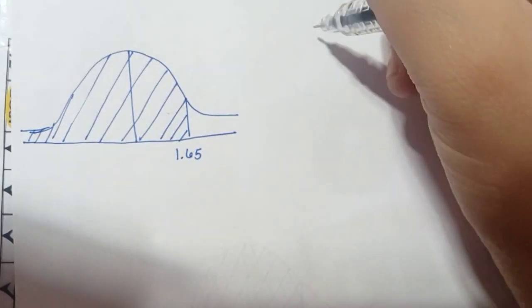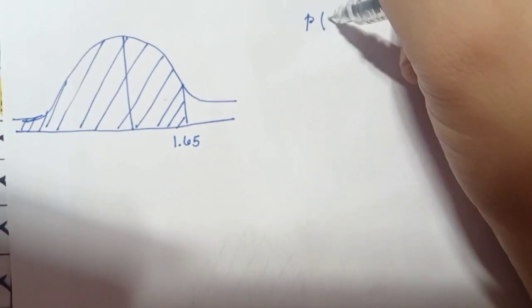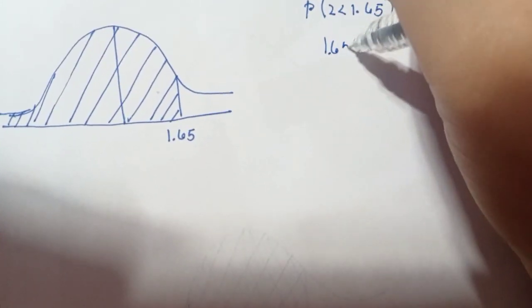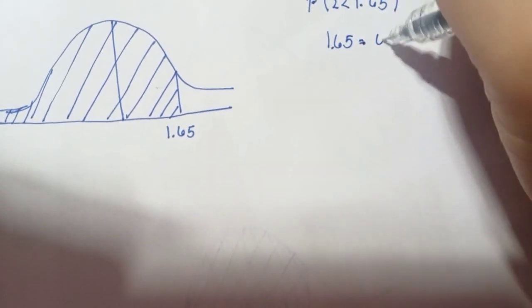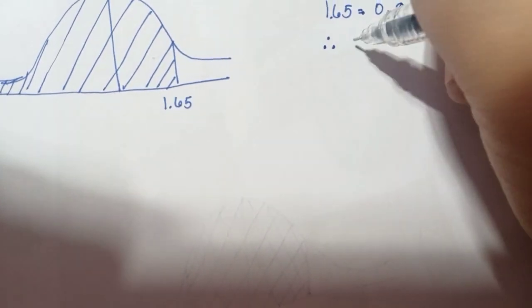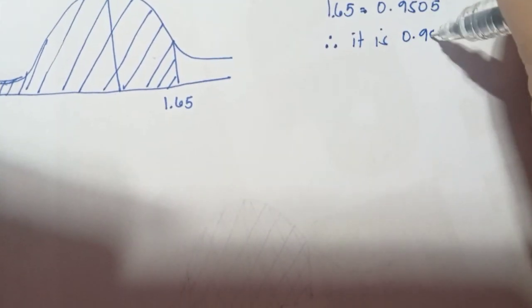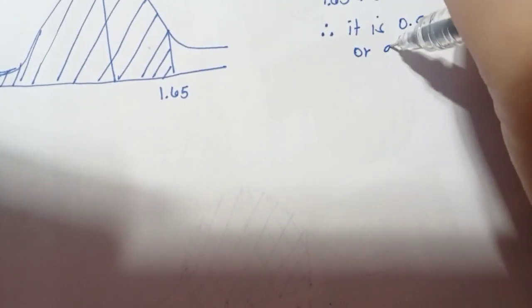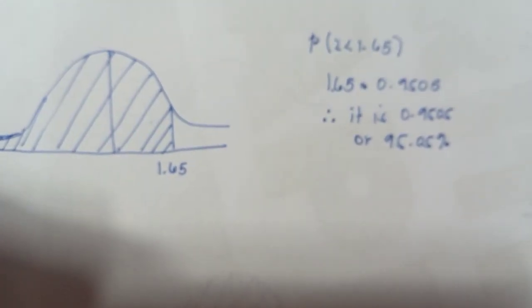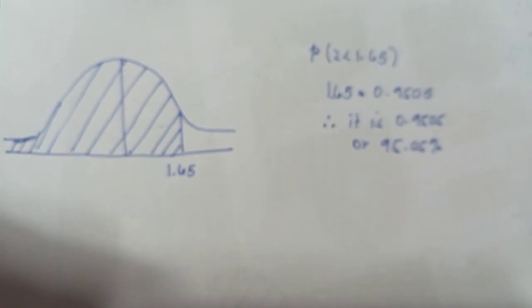So now let's proceed to finding the probability of z is less than 1.65. So first, look up the area corresponding to z equals 1.65, and it is 0.9505. Hence, the probability z is less than 1.65 is equal to 0.9505 or 95.05%.